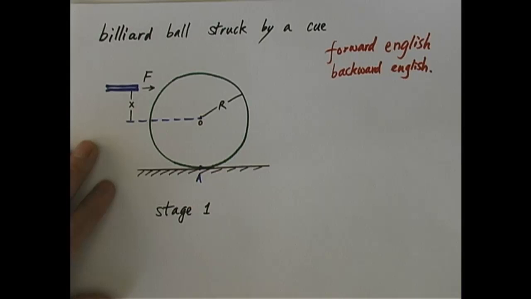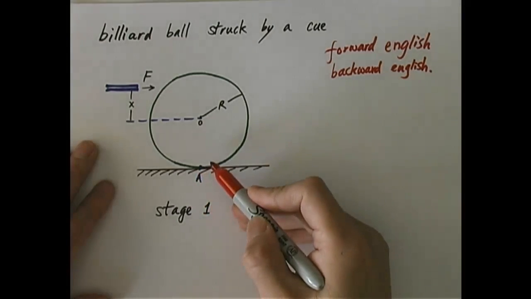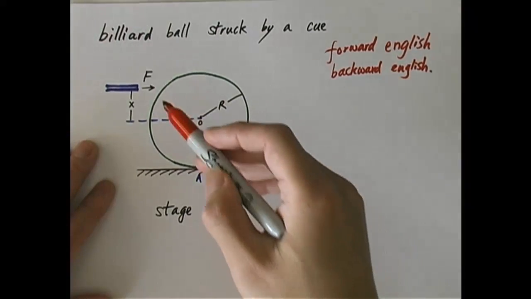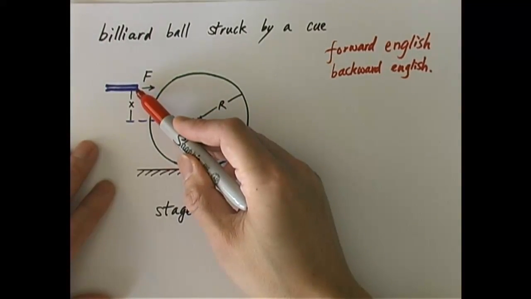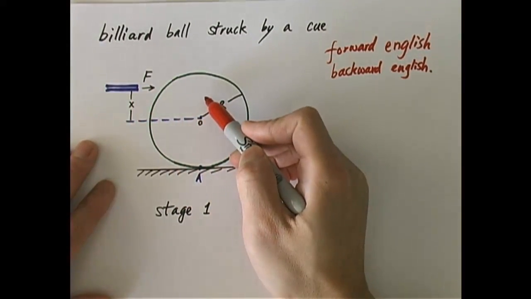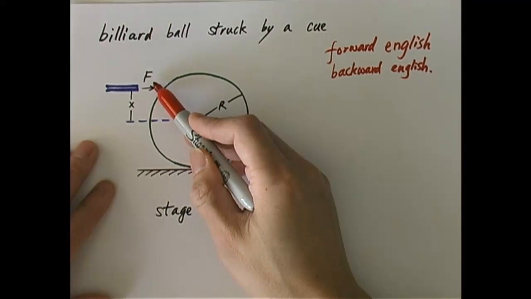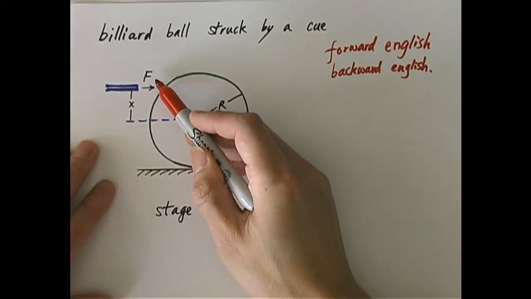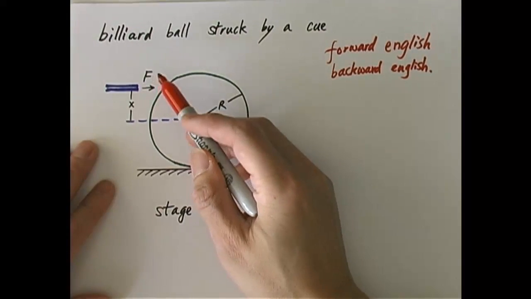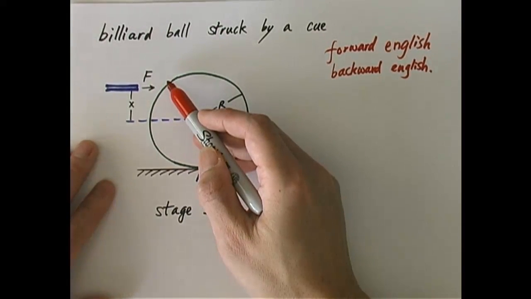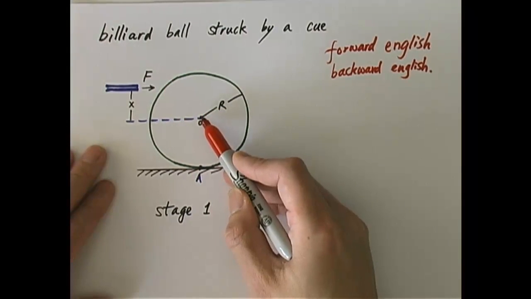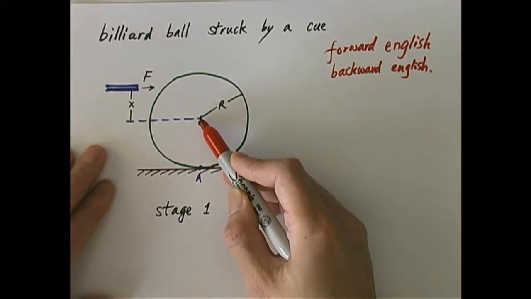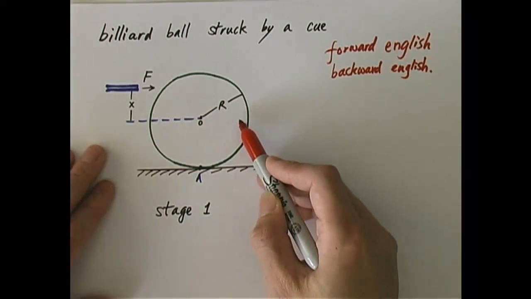Let's look at these 3 stages. Stage number 1 is a very brief delta t, during which there is a large but brief force F delivered by this cue horizontally on the ball. I really don't know what this F is, but I do know that force, F, whatever it is, serves 2 purposes. One, it delivers a linear impulse to the center of mass of the ball so that the center of mass acquires a linear momentum and starts to go forward.